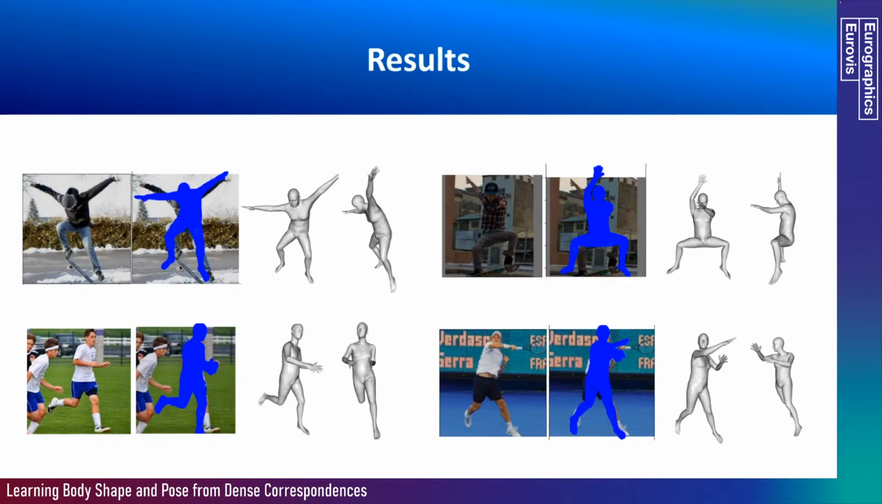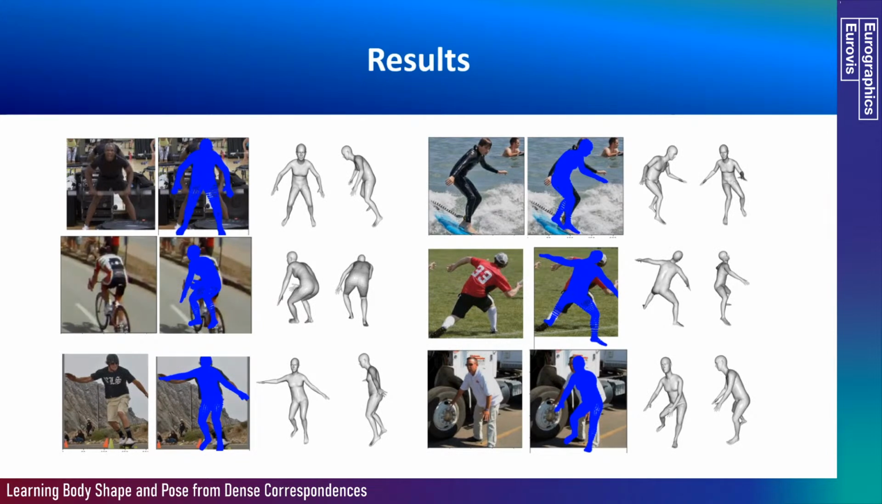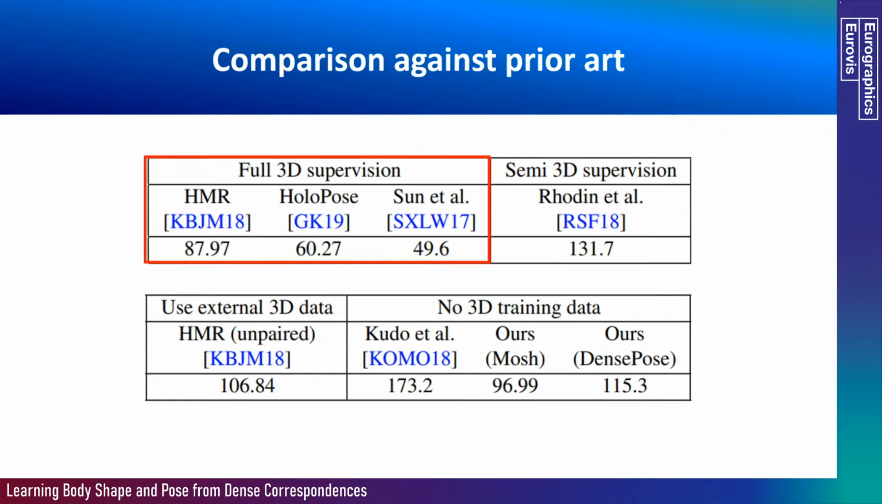This is the results of our method in the wild images. Without providing 3D training data, the shape and pose are fitted reasonably to images. This is another example. Here's a comparison with previous approaches.